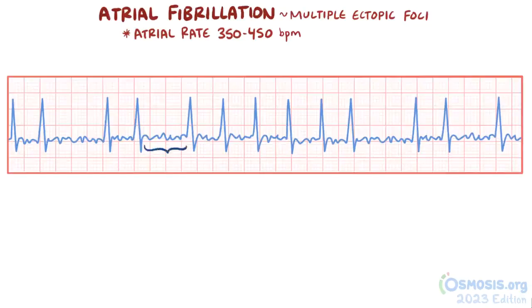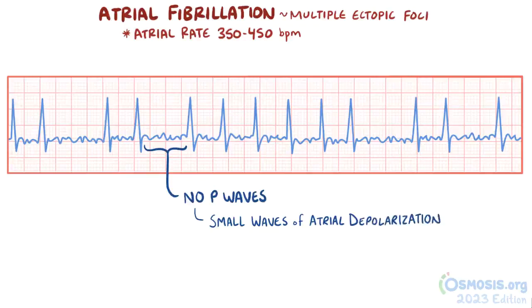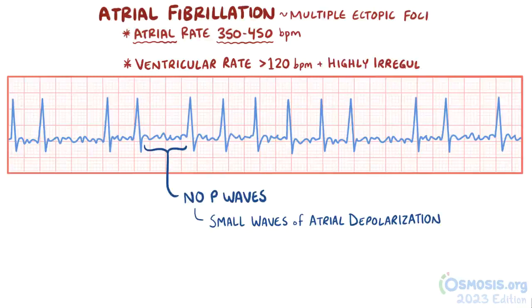So with atrial fibrillation, there aren't any P waves on an ECG, but rather small waves that reflect waves of atrial depolarization that couldn't make it through the AV node. Of note, the 350 to 450 beats per minute reflects all the times the atrial foci fire in a minute, and not the rate of the ventricular depolarization. So with atrial fibrillation, the ventricular rate is much lower than the atrial rate, but still over 120 beats per minute, and highly irregular, meaning that the distance between the QRS complexes is not equal.